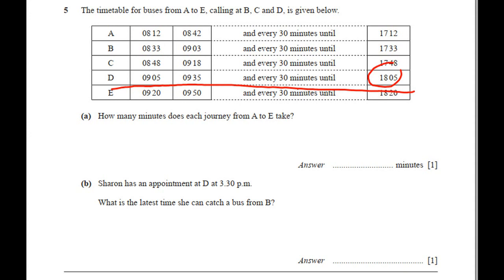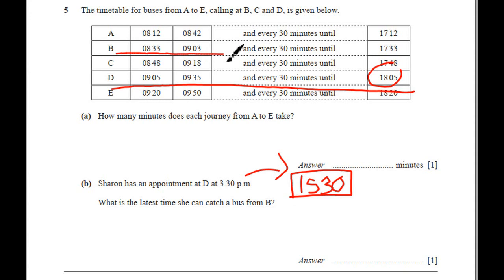So how do we change this into a 24-hour clock? 3:30 is 12 plus 3, 15:30 in 24-hour clock. So Sharon has an appointment at D at 15:30. What is the latest time she can catch a bus from B?